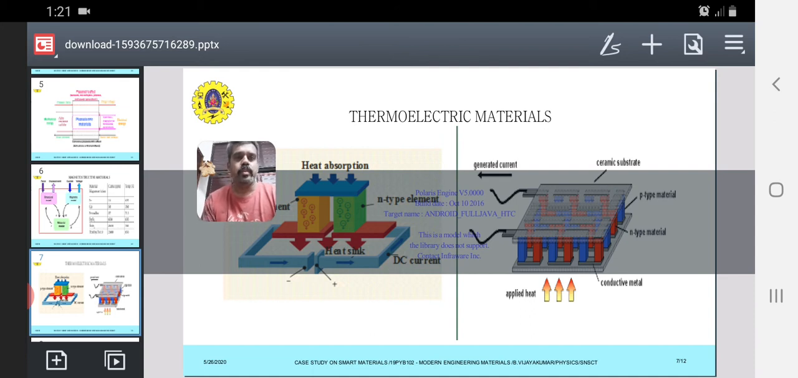The next one, the thermoelectric materials. The thermoelectric material, as shown in the diagram, is a semiconducting material with N type and P type elements. These elements absorb heat. The heat is sunk, then converted to electrical energy, and the electrical energy is saved from that.